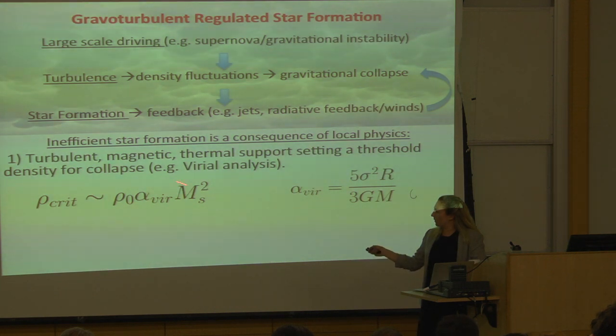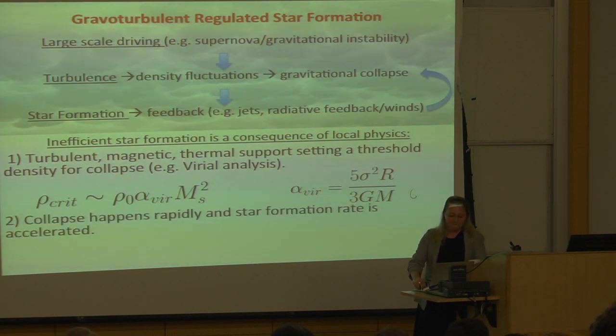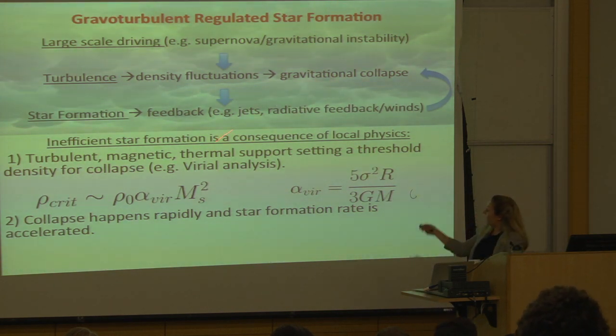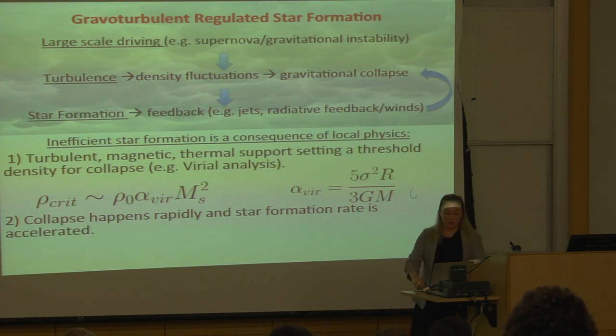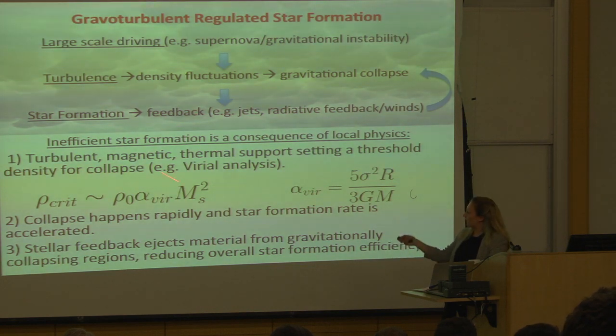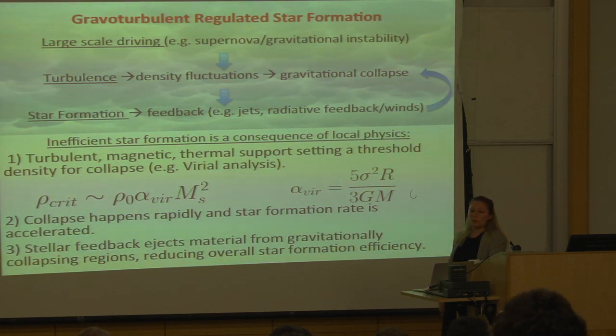There's a number of arguments you can make for setting a critical density, which depends on the properties of turbulence, thermal pressure, and magnetic pressure as well. The other thing is that once you reach this critical density, gravity takes over, collapse happens rapidly, and then you get an accelerated star formation rate. And then, of course, you have these feedback processes that inject kinetic energy, and overall reduce the star formation efficiency. So this is the basic picture.